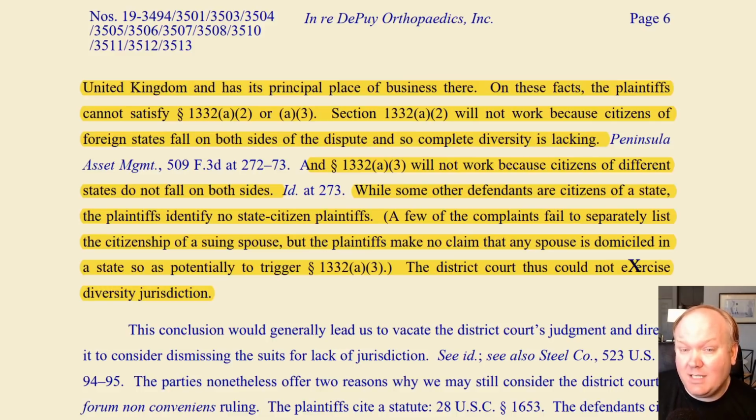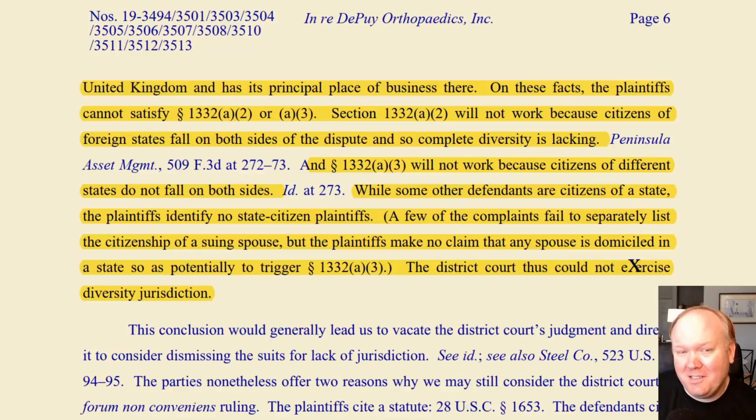While some defendants are citizens of a state, the plaintiffs identify no citizen plaintiffs. And that's where it killed you. The citizens of the different states are only on one side of the equation. That's what killed you. If you had citizens on both sides of the V mark, you would have been fine, but you didn't. You had a whole bunch of citizens of different states, but only on one side of the V. So you don't have diversity of citizenship because there's not diversity between the parties. So, oops.